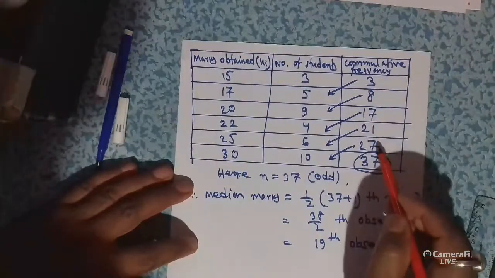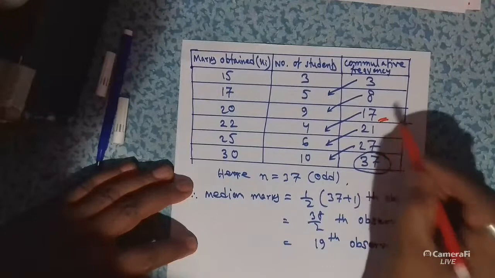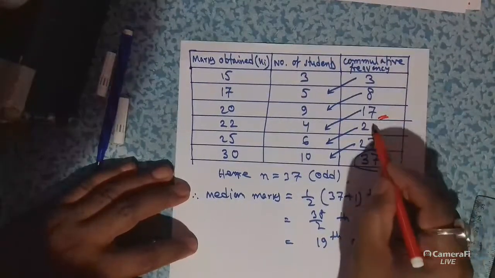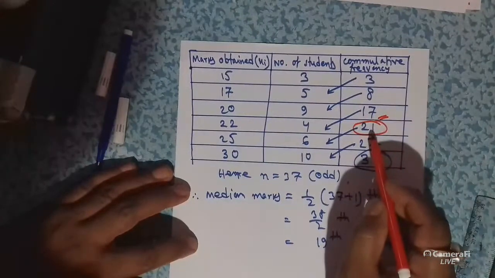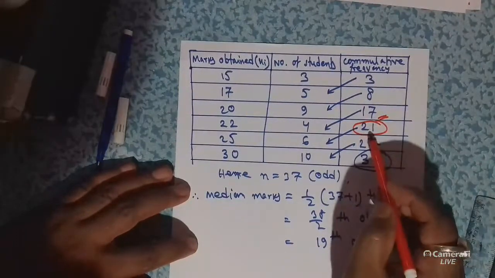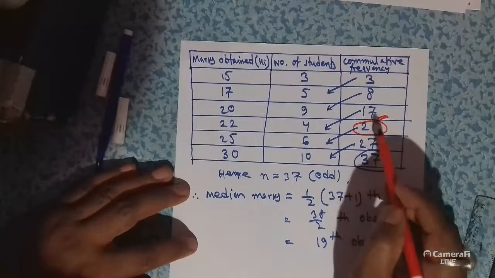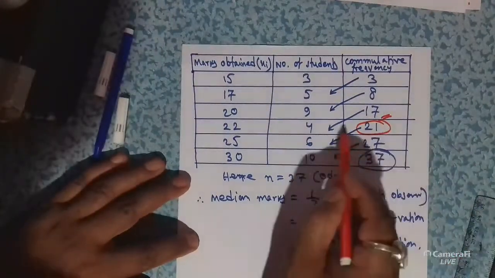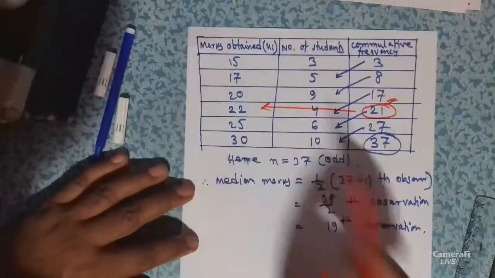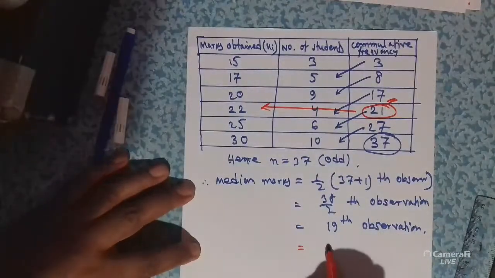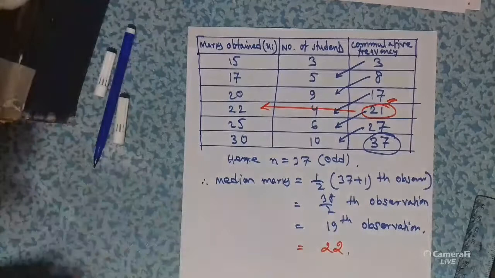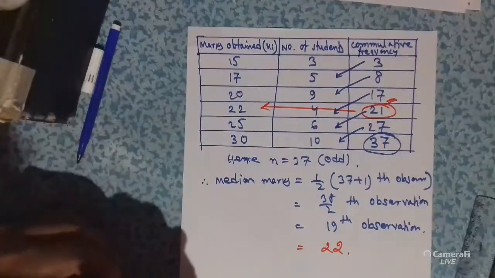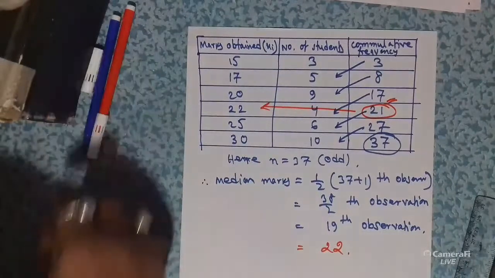So there is no 19. So after 17 you cannot find 19, but in this term 21. So after 17 there are 19, 20 and 21. So you must see this one. So the 19th observation is 22. So 22 is the median marks. So I hope you understood, students.